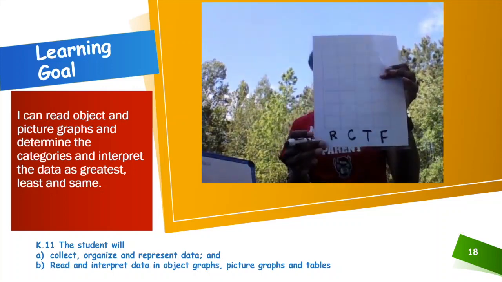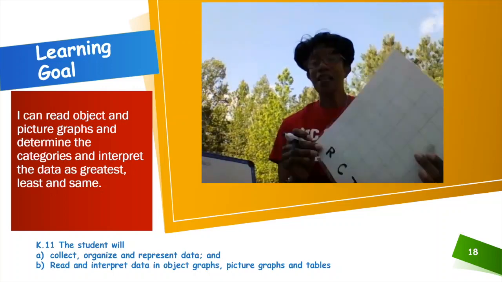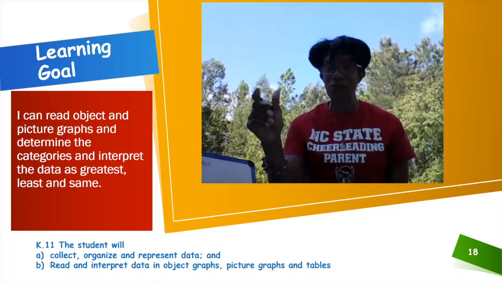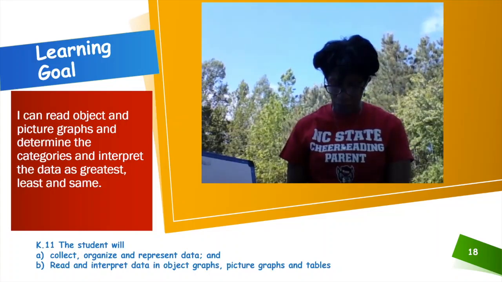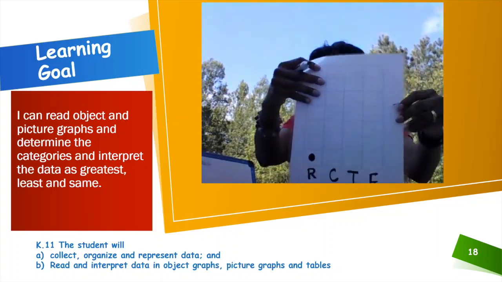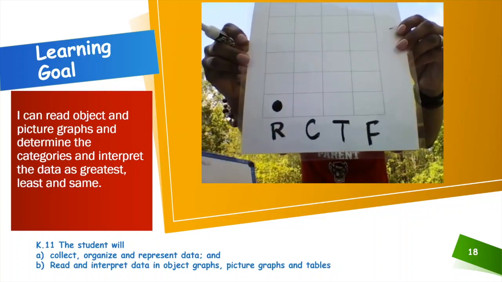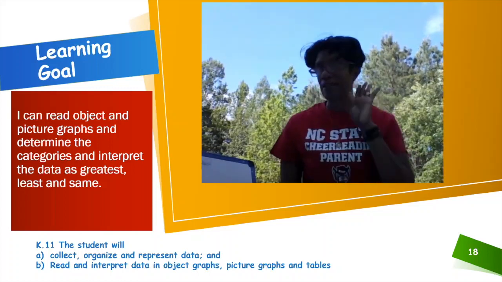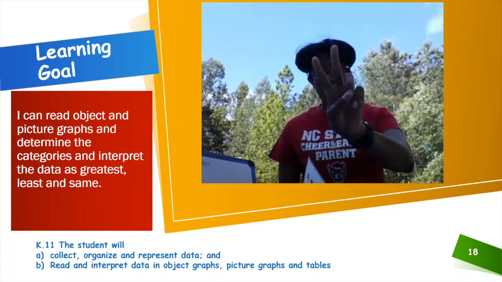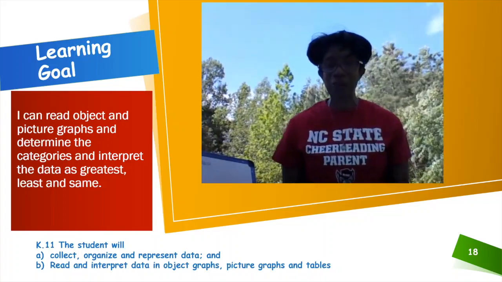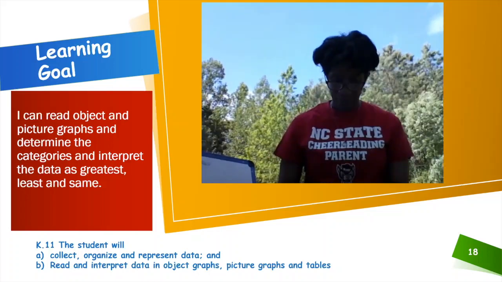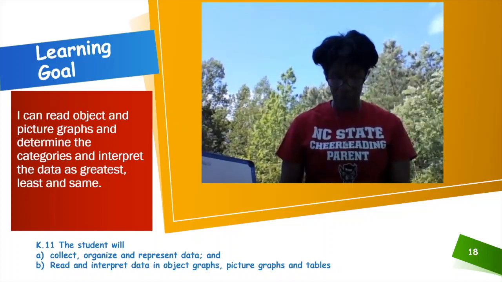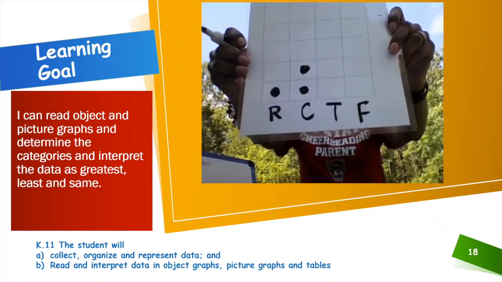So how many roosters were there? There was only 1 rooster. That's right. So I'm going to put 1 little circle here so I know that there was 1 rooster. Can you see that? And how many cats were there? That's right. It was 2 cats. So how many dots would I put under cats? I would put 2 there. So now my graph looks like this.